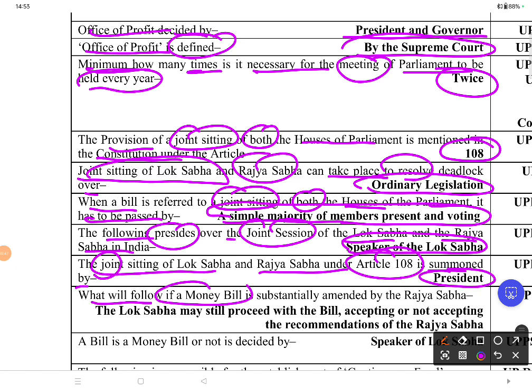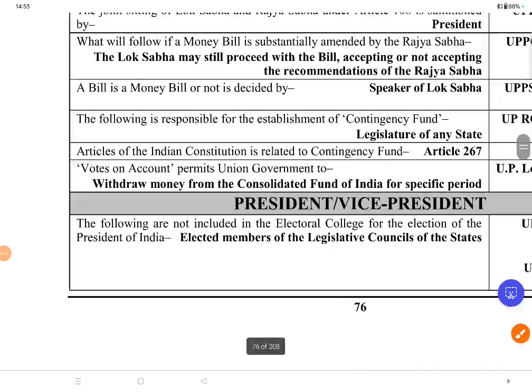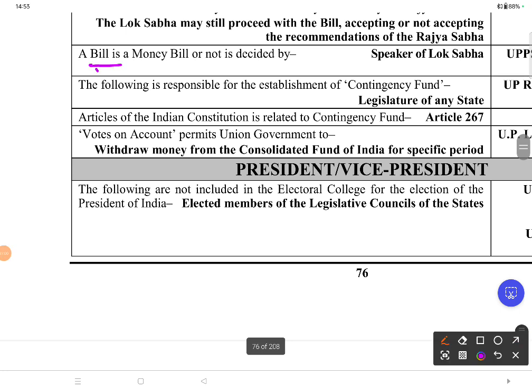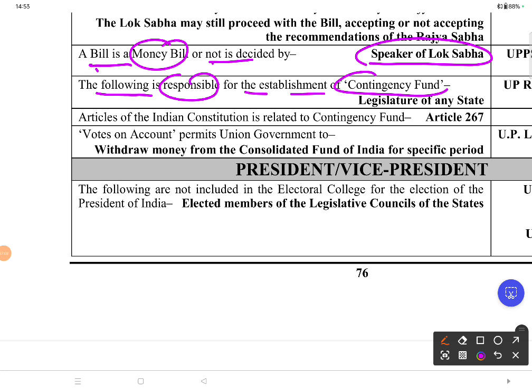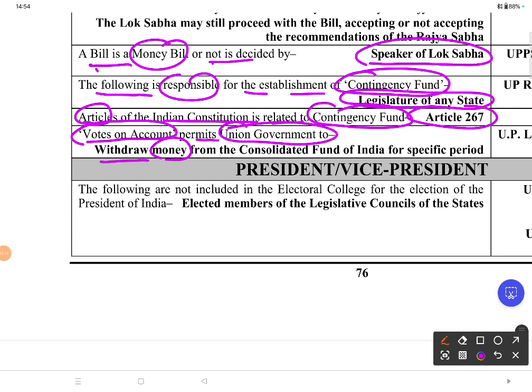What will follow if a money bill is substantially amended by Rajya Sabha? The Lok Sabha may proceed with the bill, accepting or not accepting the recommendations of the Rajya Sabha. A bill is a money bill or not is decided by Speaker of Lok Sabha. The following is responsible for the establishment of contingency fund: legislature of any state. Articles of Indian Constitution related to contingency fund: Article 267. Votes on account permits Union government to withdraw money from Consolidated Fund of India for a specific period.